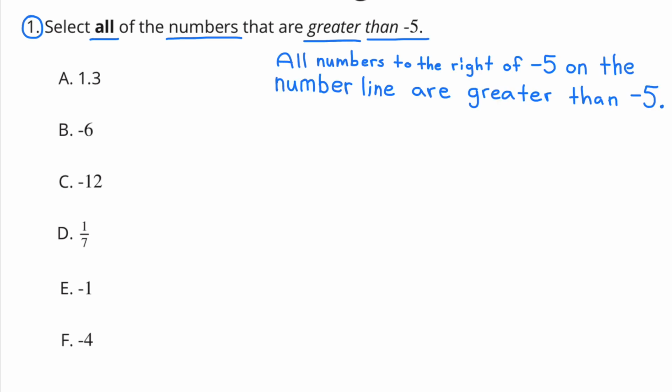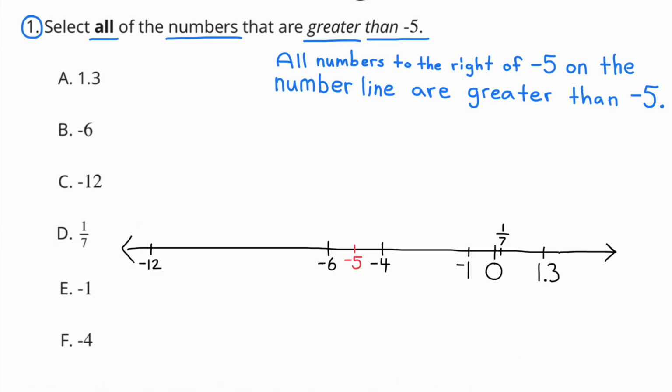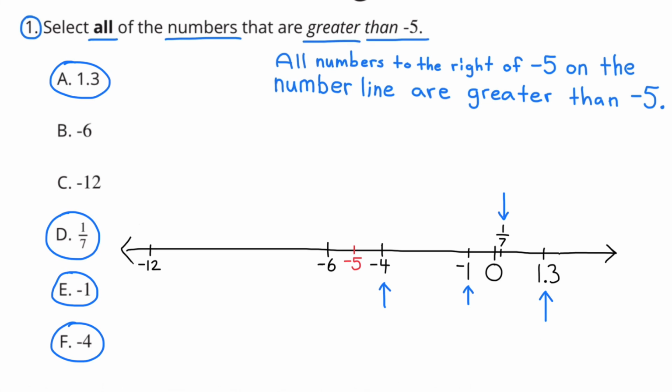All numbers to the right of -5 on the number line are greater than -5. I made a number line, and you can see that I placed the numbers on the number line. So all the numbers that are to the right of -5 will be greater than -5: -4, -1, 1/7, 1 3/10. So I circled A, D, E, and F.